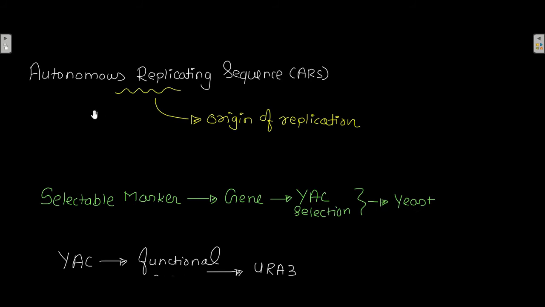Now another part of YAC is the autonomous replicating sequence, abbreviated as ARS, and this serves as your origin of replication. The replication will start from this autonomous replicating sequence. Now there are also selectable markers on YAC, and selectable markers are nothing but genes that allow selection of the yeast artificial chromosome in the yeast.